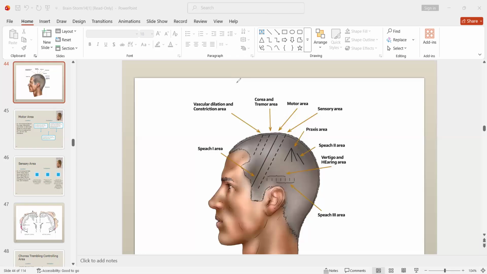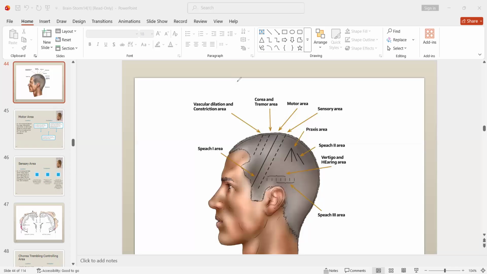Then hearing and vertigo area is directly above the ear, 1.5 centimeters above the ear apex, and it is a 4 centimeter line, 2 centimeters anterior side and 2 centimeters posterior side. Then another line starts from the middle of the hearing and vertigo line and goes 4 centimeters back. That is speech area 3.